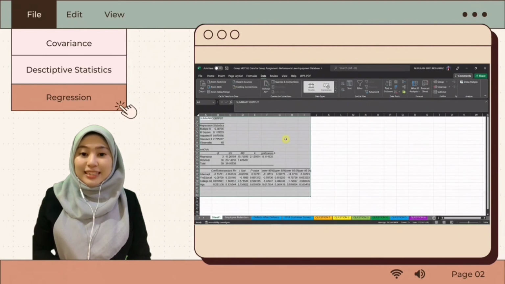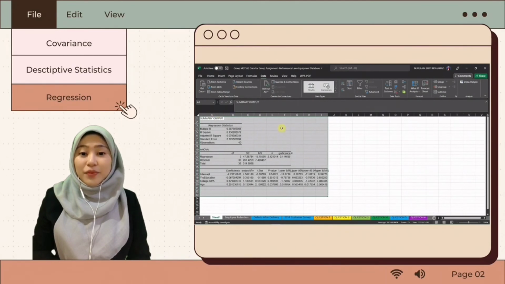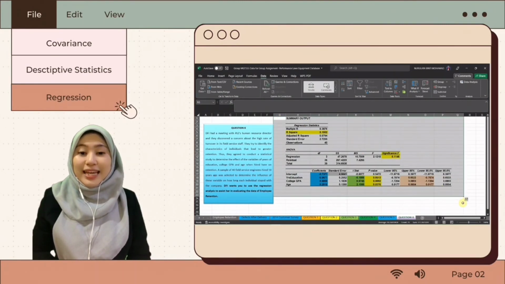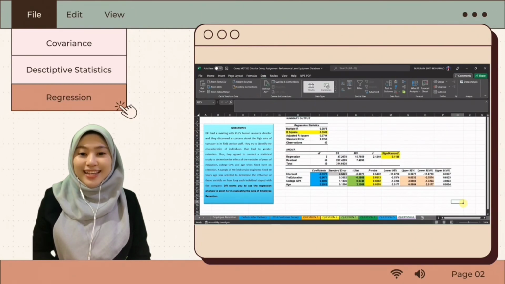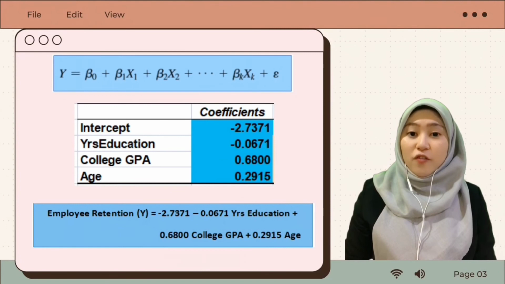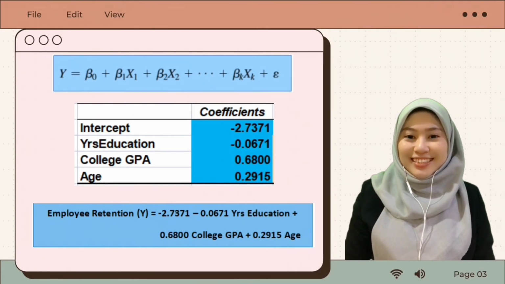So, this is the summary output. Feel free to adjust the size and highlight the important data. So, this is the final look after adjusting and highlighting the important data. It is more appealing and easy to interpret. As you can see, this is the equation of multiple linear regression for the employee retention.